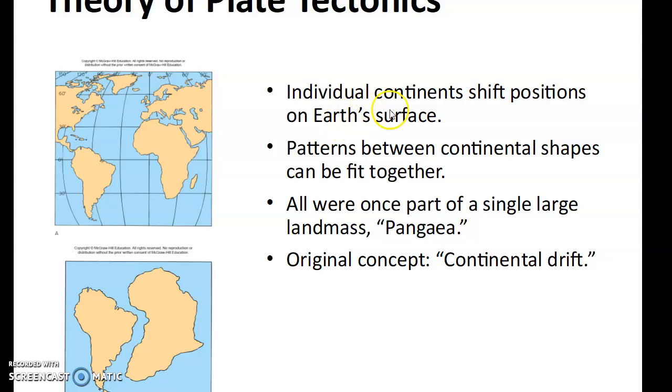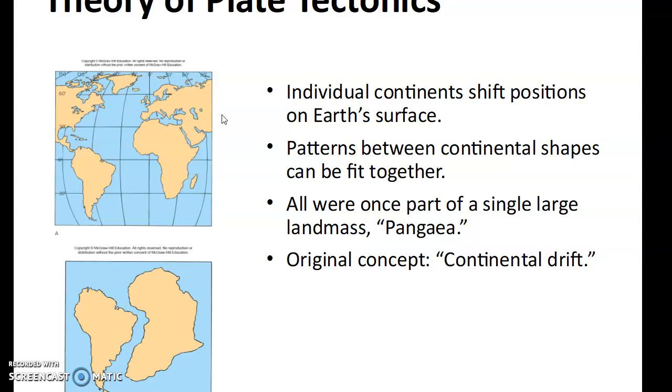Okay, individual continents shift positions on the Earth's surface. This is a theory that this initially fit into there, and that this was over to here as well. And it's possible that there is some degree of fit there. This is the original concept of continental drift, of things moving one way and another. That's a theory, okay? Until you have actual facts that show continental drift does occur.